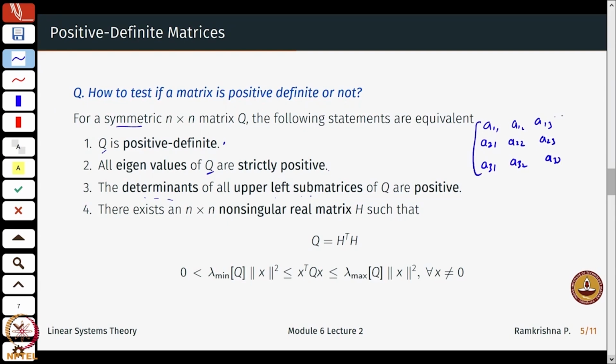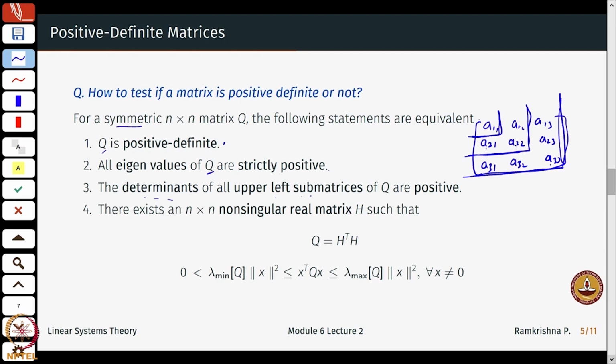Okay. So, what does this mean? First, A11 should be greater than 0, and if I compute the determinant of the 2 cross 2 element starting from here, this determinant should also be positive. So, A11 should be greater than 0, the determinant of these 4 elements A11, A12, A21, A22 should be positive, and this also should be positive, the entire determinant of the matrix. So, these are all the upper left submatrices of Q, and of course, the original one by itself.